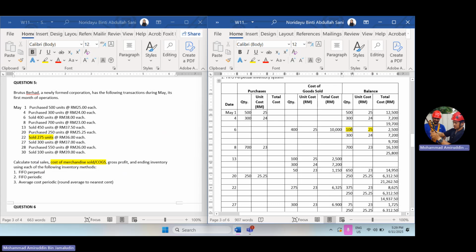So 100 balance, sold 100, 0. 300 balance, sold 300, 0. 700, sold 50. What's left? 650. And then the cost. You copy the cost carefully. This kind of careless mistake, aduh. I know, sometimes we can't run away. But be careful. Okay. FIFO, that's the risk. That's why when students don't copy the previous transaction, I don't encourage it.